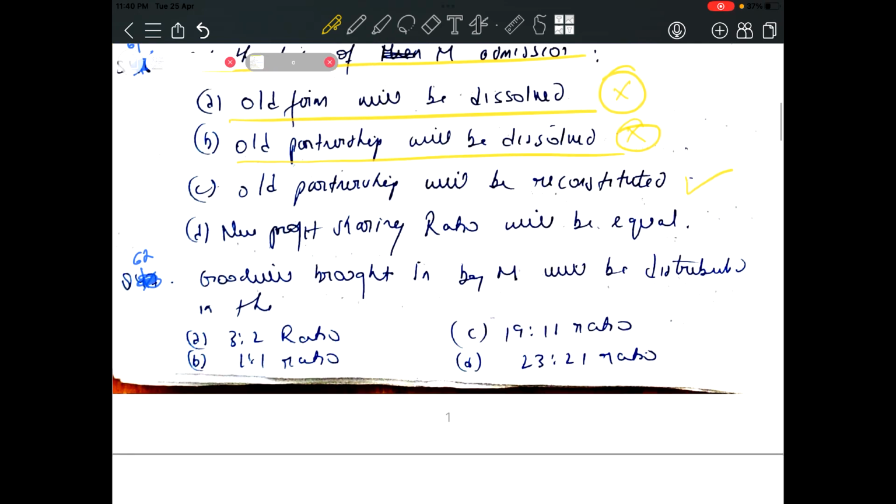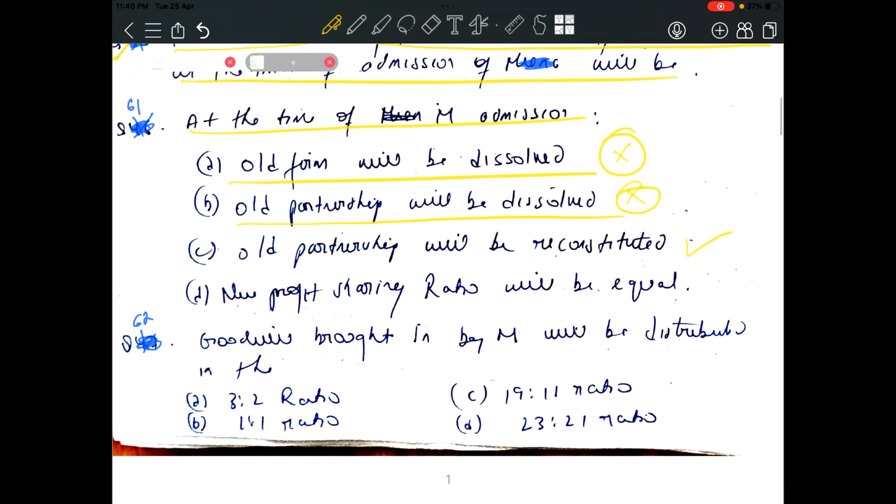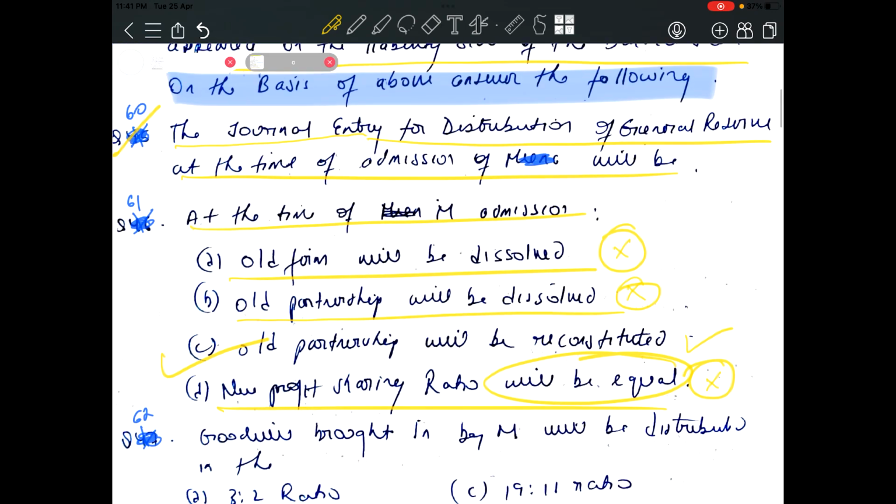Okay, now let's see point number D. New profit sharing ratio will be equal. Can this be? No, the new profit sharing ratio will never be equal, because one or two partners may sacrifice for the new partner who is being admitted. So the new profit sharing ratio will never be equal. Now the right answer for this is C: old partnership will be reconstructed.